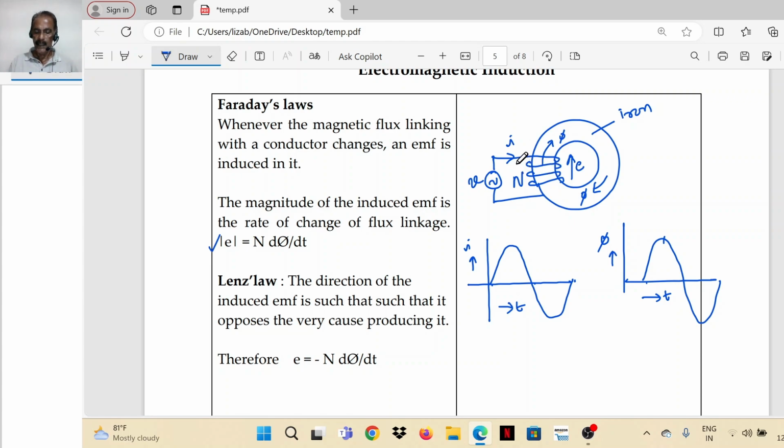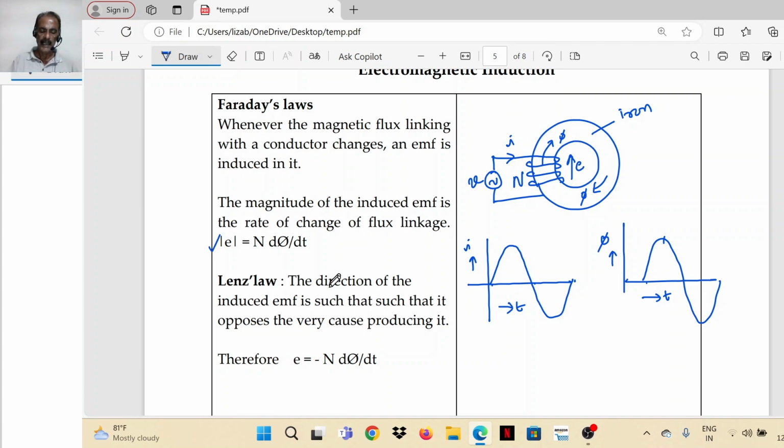So the time varying current produces a time varying flux. Since the flux is time varying, it induces an EMF in the coil, which is equal to N into d phi by dt. D phi by dt is the rate of change of flux. N into d phi by dt is the rate of change of flux linkage. So this is the magnitude of the EMF.